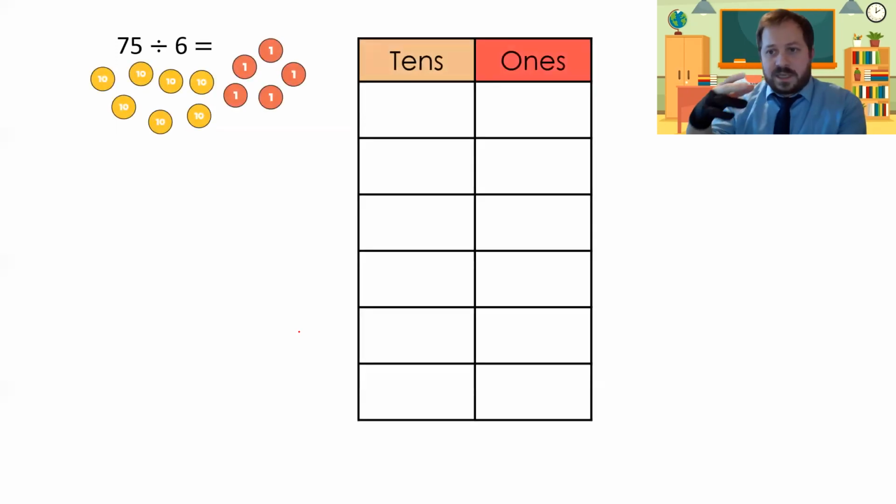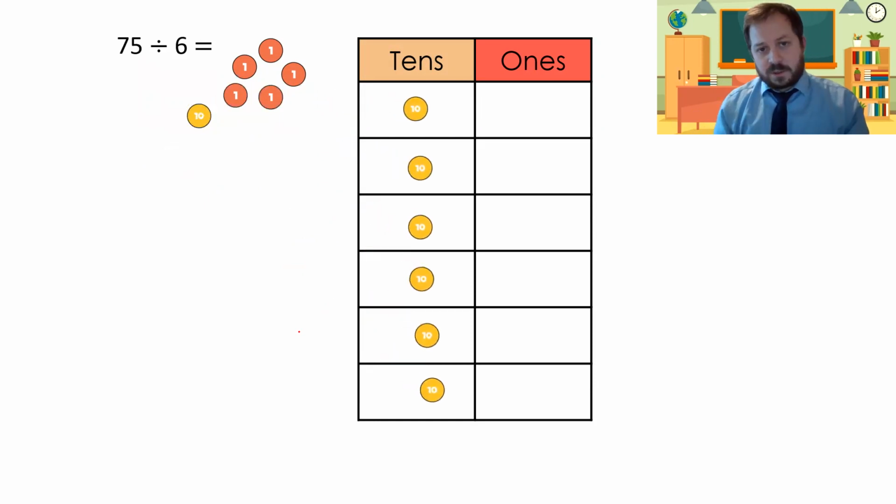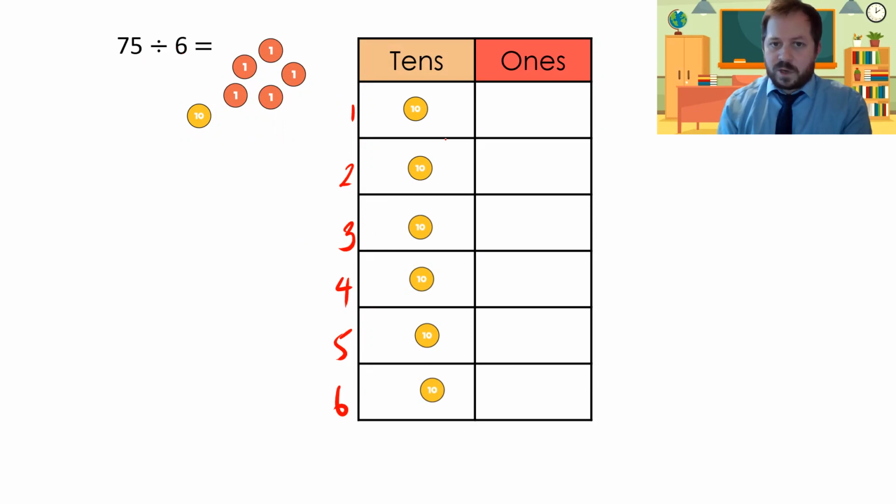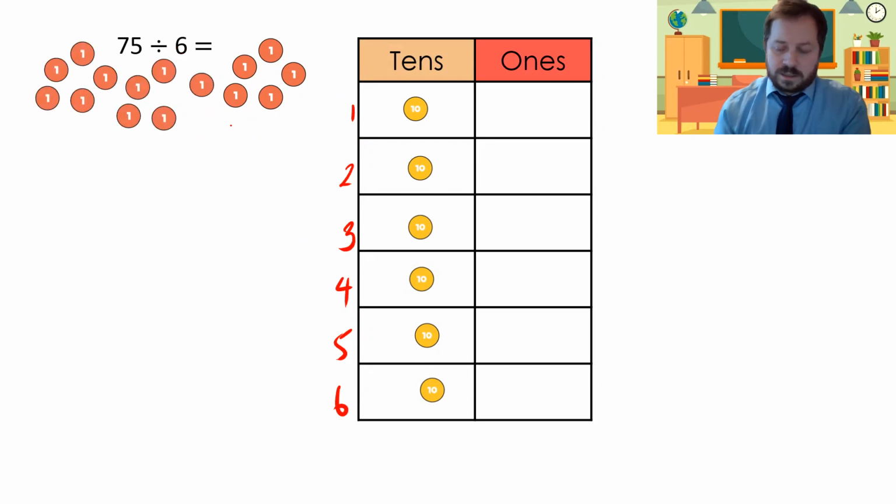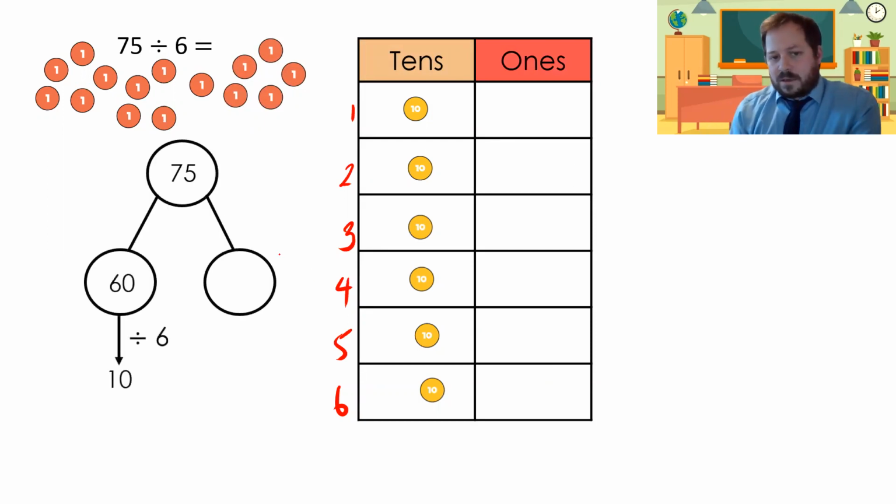We can use the same method that we used yesterday to help us. We split our tens as evenly as possible, and you've got to remember that because we're dividing by 6, we have 1, 2, 3, 4, 5, 6 sections to split them into. We split our tens equally, and that leaves us with 1 ten. This 1 ten needs to be split into ones, and then those ones are split evenly 6 times into the sections. If we were to show this using our part whole models, we've taken 60 away.